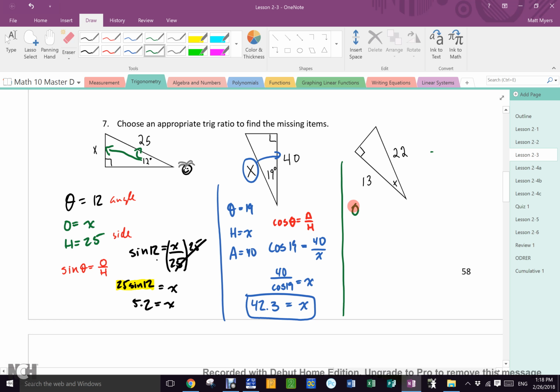In this question, what is theta? X. Once I have theta decided, I then know what is that side. Adjacent. What is it? 13. What is that side? Hypotenuse. What is it? 22. What uses A and H? Cos theta is A over H. Fill it in. Cos, hey, wait a minute, theta's unknown. 13 over 22. What finds me an angle when I know the sides?